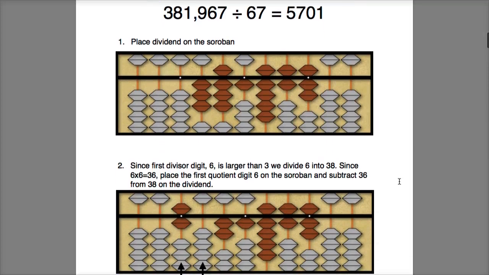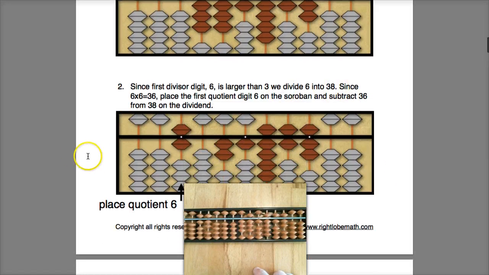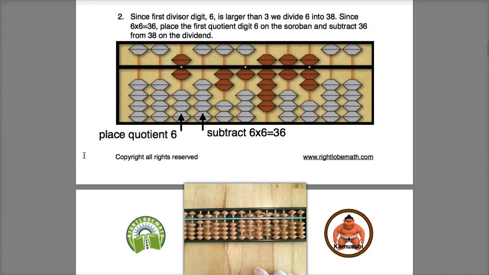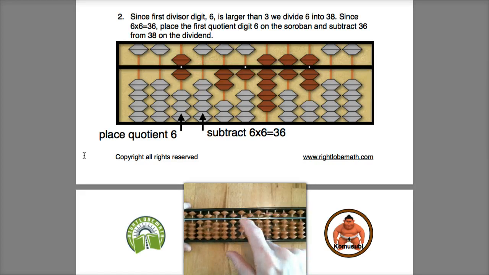In this first example, we're going to look at 381,967 divided by 67. I've already placed my dividend on the Soroban, and we are going to start off with our first divisor digit, 6. Well, 6 can't go into 3, so we're going to take 6 into 38. 6 times 6 is 36, so I'll go ahead and do 36.